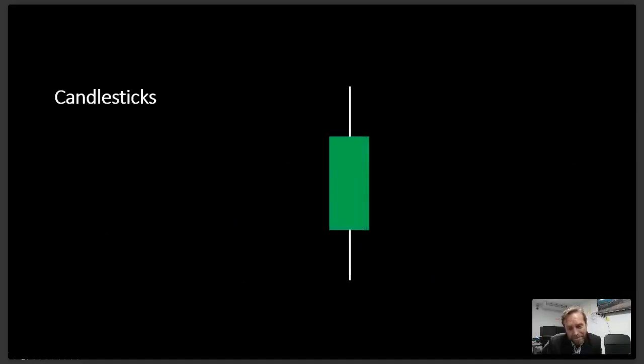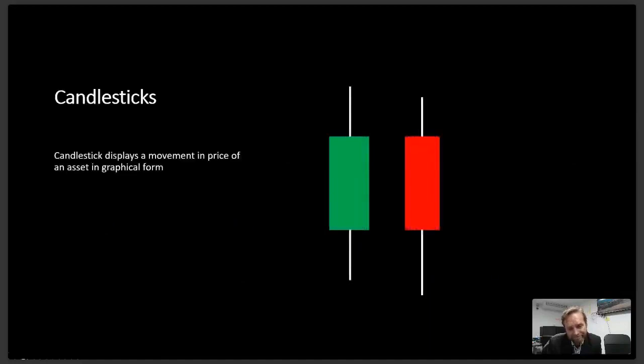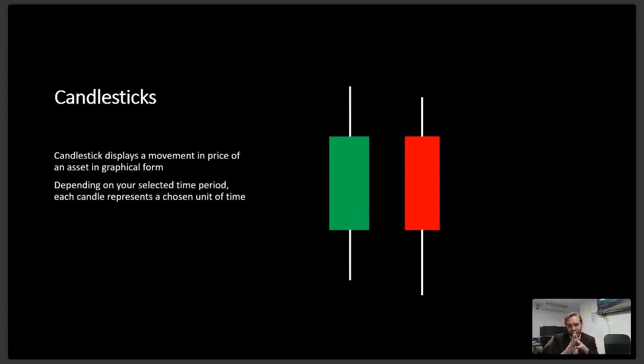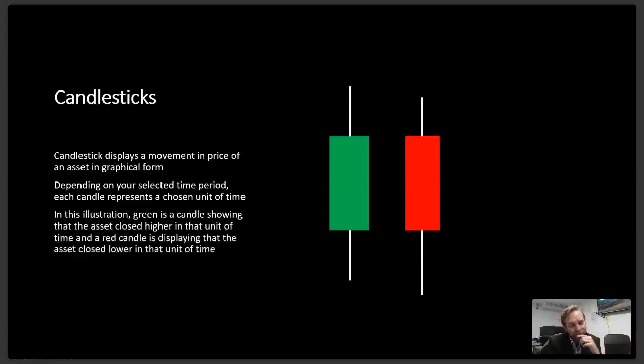Now, candlesticks basically display a movement in price of an asset in graphical form. Depending on your selected time period, each candle represents a chosen unit of time. So say, for example, on your chart, you choose 30 minutes. Then each candle represents 30 minutes. If you choose an hour, then each candle represents 1 hour. Daily, each candle represents a day. But as well as that, it gives you a lot more information.